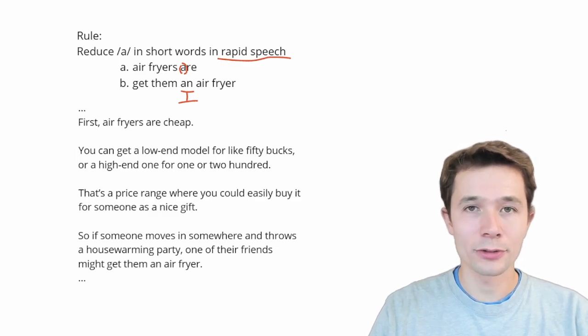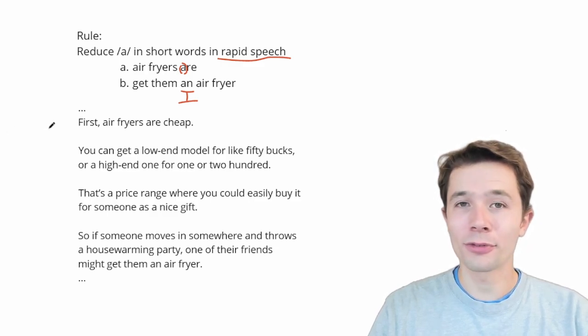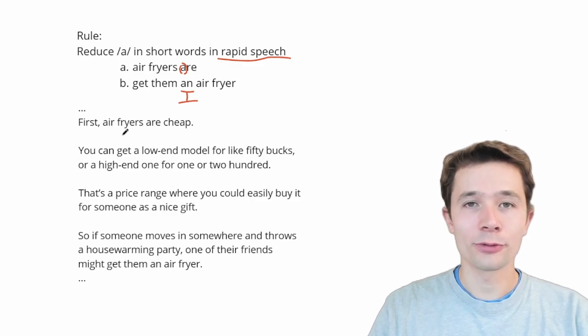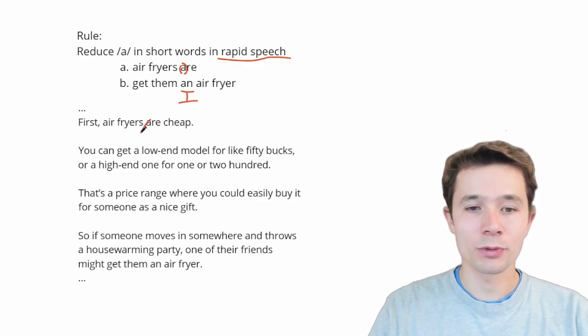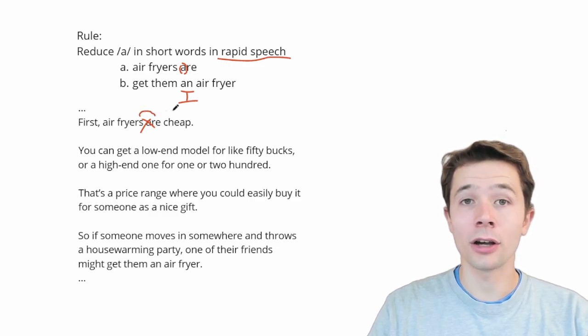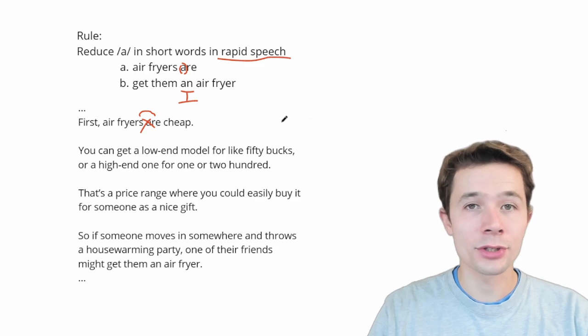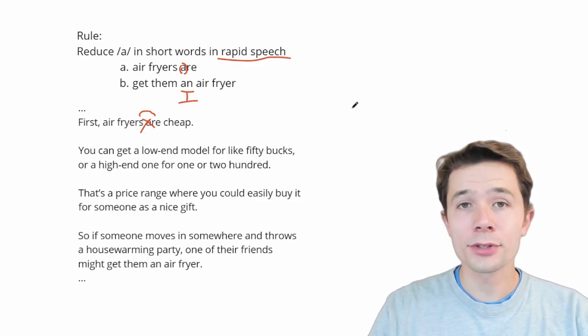This is a sample answer for a question asking you to describe something interesting in your home. This is talking about an air fryer. First, air fryers are cheap. So this is what we saw in the rules, right? We're kind of just going straight from that z in fryers to r in r. Air fryers are cheap. First, air fryers are cheap.